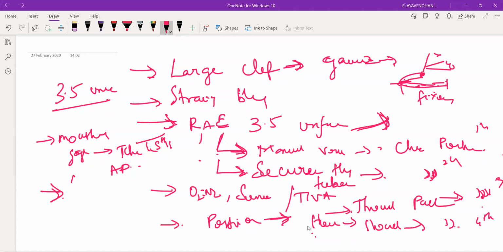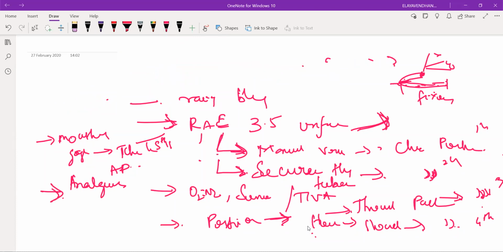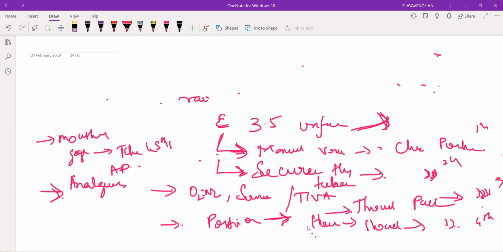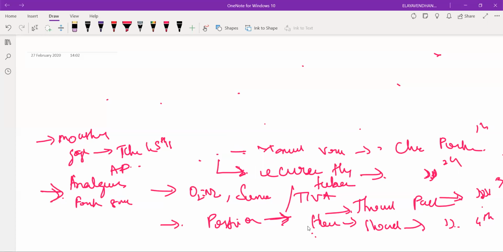What is your analgesia plan intraoperatively? Analgesia, sir. I can give opioids. Okay, what opioid do you give? Fentanyl can be given at a dose of 2 mics per kg, which will be roughly around 8 mics. So you're going to give fentanyl 8 micrograms.